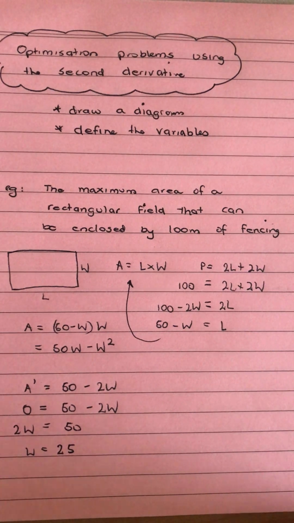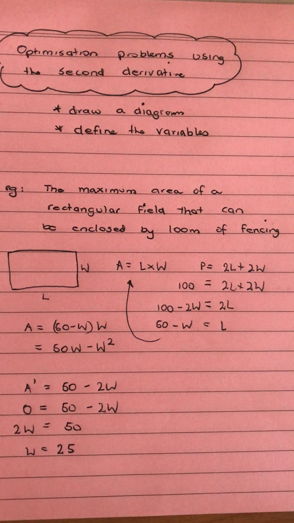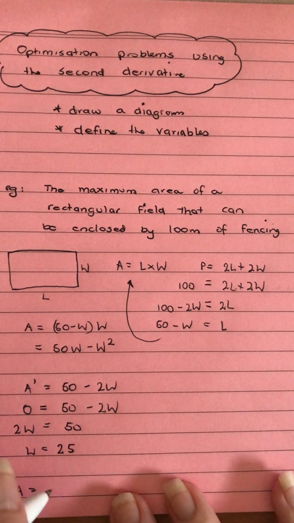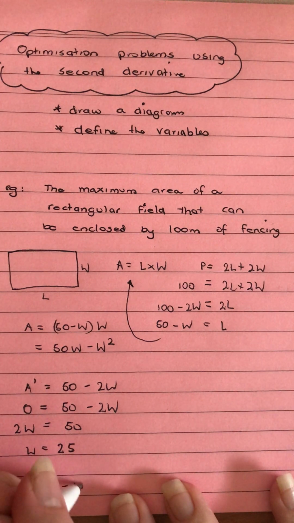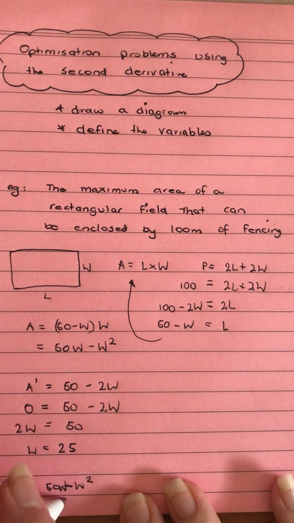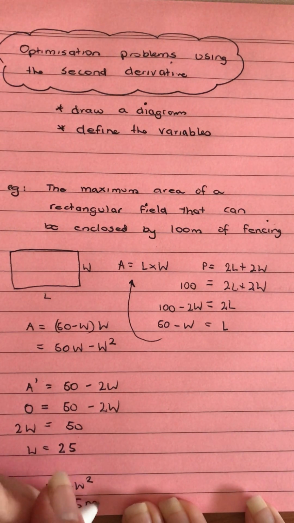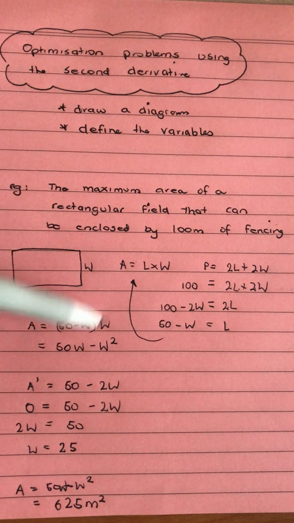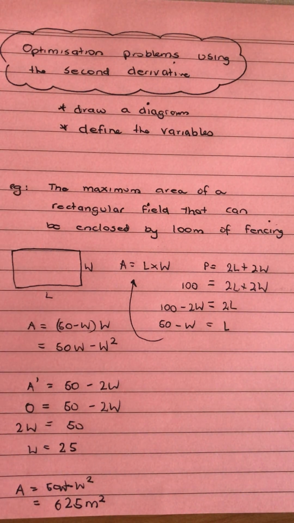Because we just want to know the area, we haven't been asked for the length and width, so we can sub that straight back in and work out what the area will be into our 50W minus W squared, and we're going to get 625 meters squared there. We want to try and test if it's a maximum or minimum. Obviously we could put this into our calculator and look at the shape of that, and we would see that the turning point is a maximum.